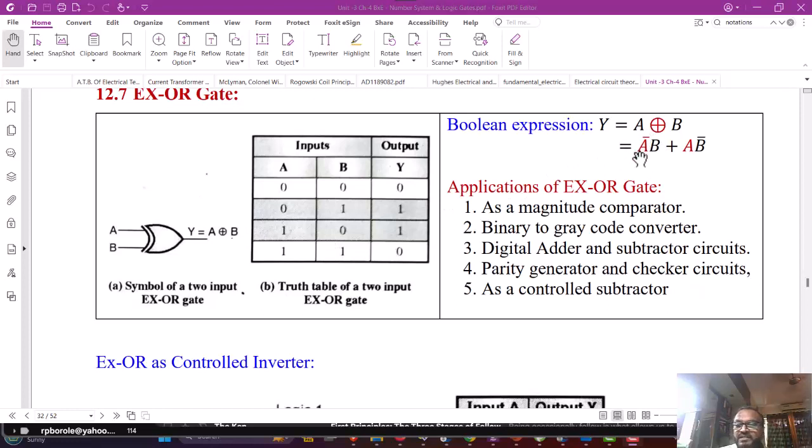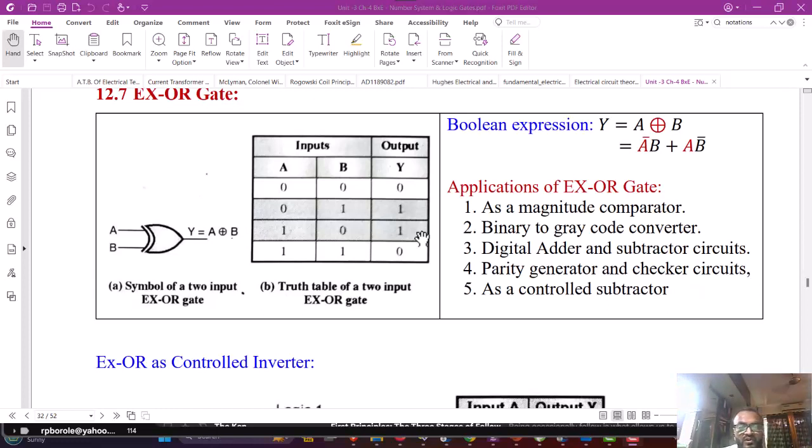Whenever there is a complement sign on a variable, say A bar, then whatever the condition exists in the truth table, you have to use the complement of that bit here as A bar. Here A bar is to be replaced by the complement of 1, that is 0, whereas B is 0, so the first term is 0. In the second term, A is 1 and B bar is the complement of 0, which means 1. 1 and 1 is 1. Therefore, for the third row, when A is equal to 1 and B is equal to 0, the Y output is 1.